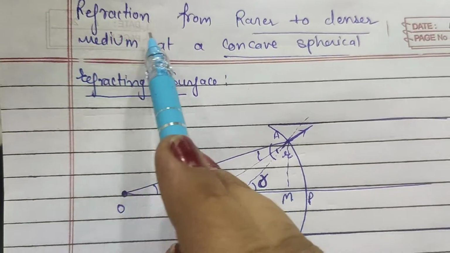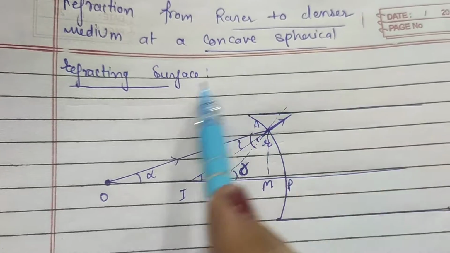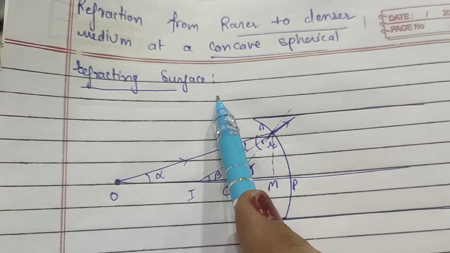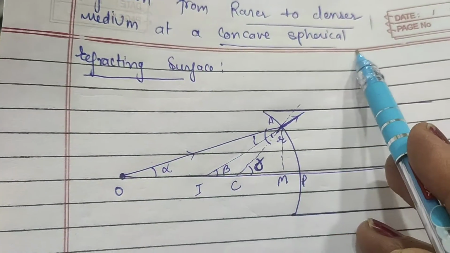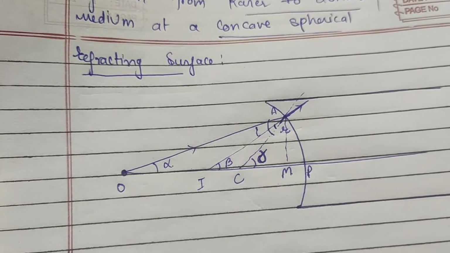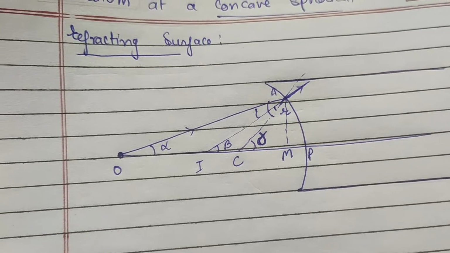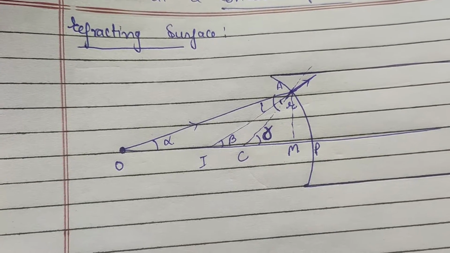The next topic is refraction from rarer to denser medium at a concave spherical refracting surface. Now, a concave spherical refracting surface is a diverging surface, so it will always form a virtual object whether the object is kept close to the surface or away from the surface.